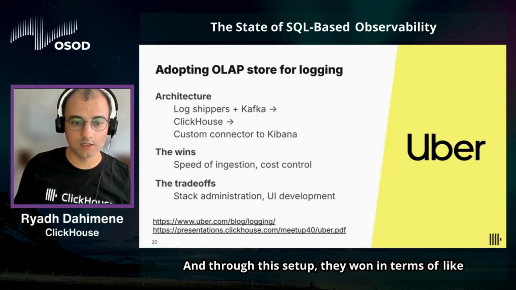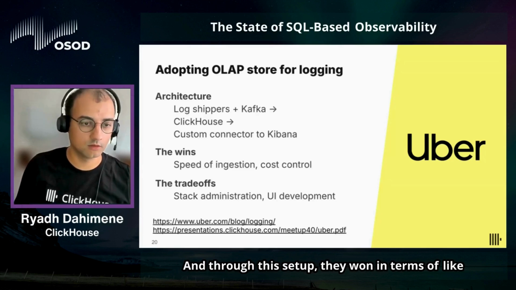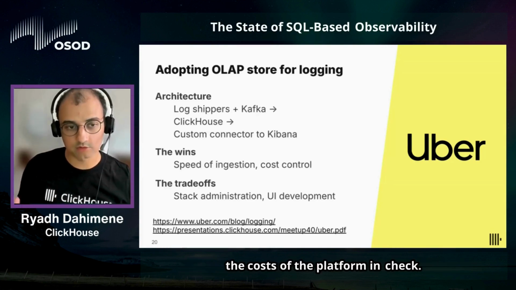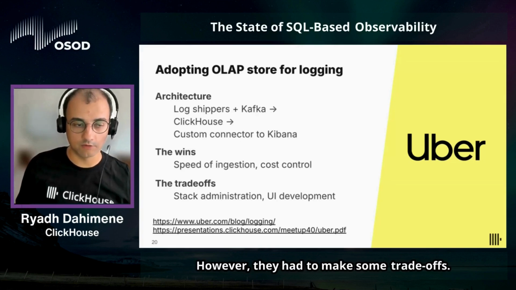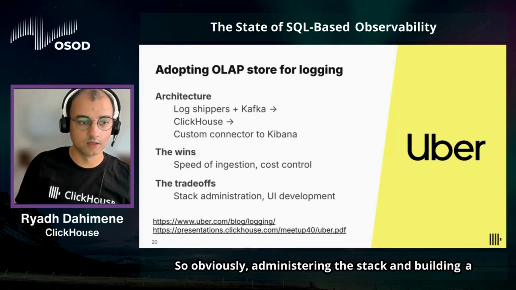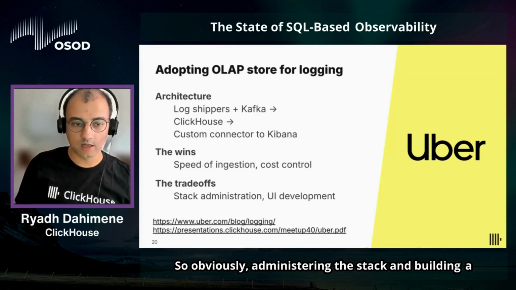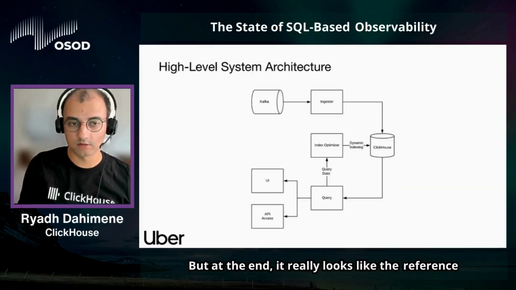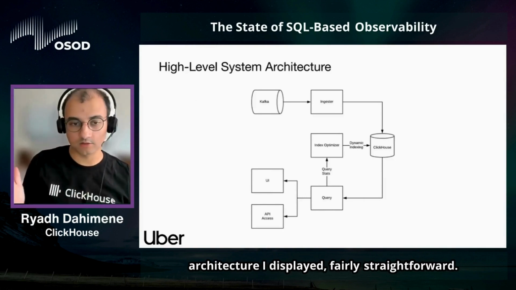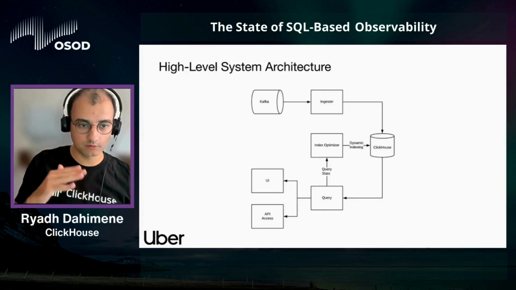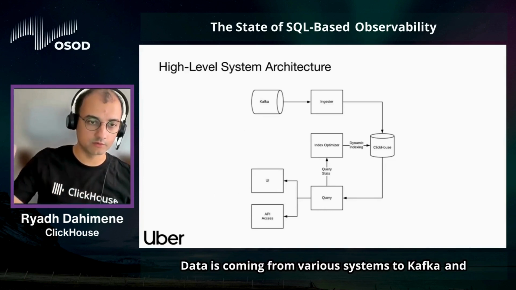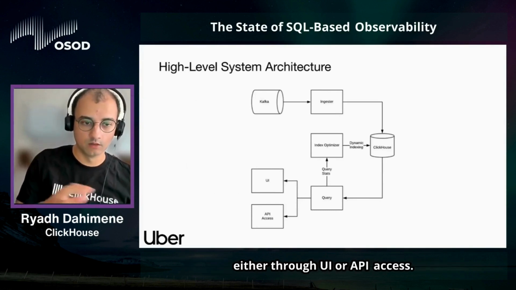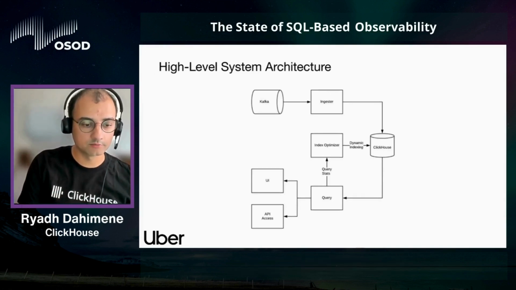And through this setup, they won in terms of scale and speed and ingestion, as well as keeping the costs of the platform in check. However, they had to make some trade-offs. So obviously, administrating the stack and building a custom UI is not something that anyone can do. But at the end, it really looks like the reference architecture I displayed. Fairly straightforward. Data is coming from various systems through Kafka and then ingested into ClickHouse, where it's exposed either through UI or API access.